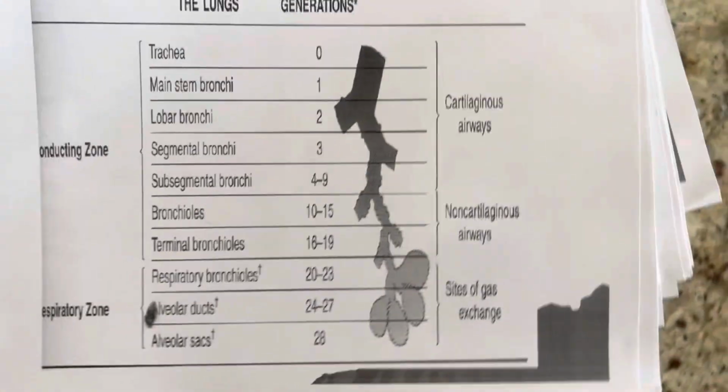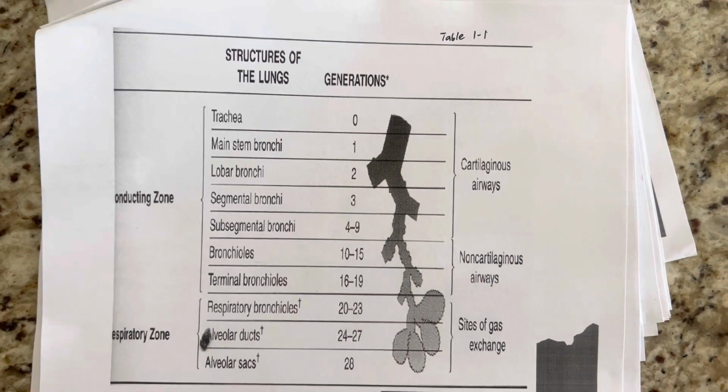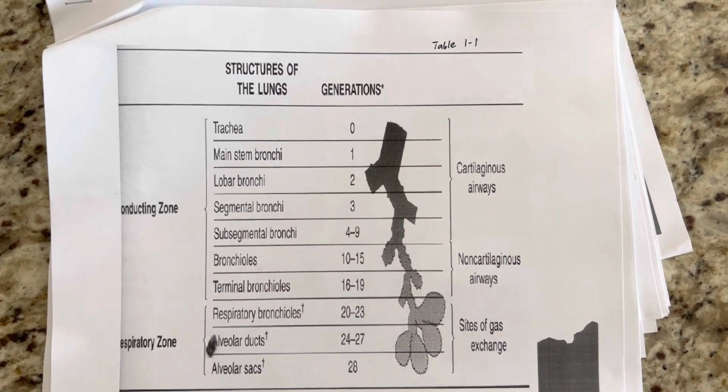I'm gonna touch on lower airways because there's something in here that is very important. I don't want to hit it multiple times because we're gonna need to learn it. It's table 1.1, structure of the lung, generations.